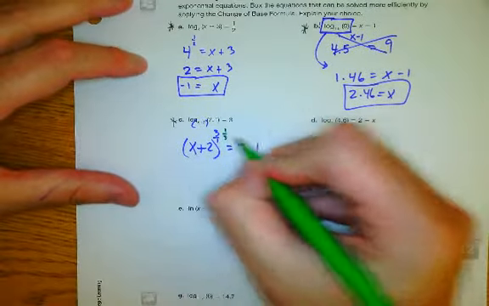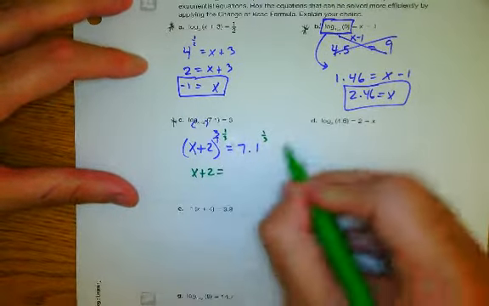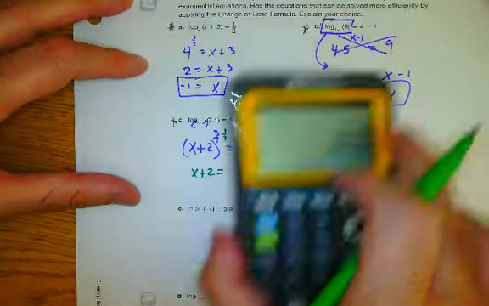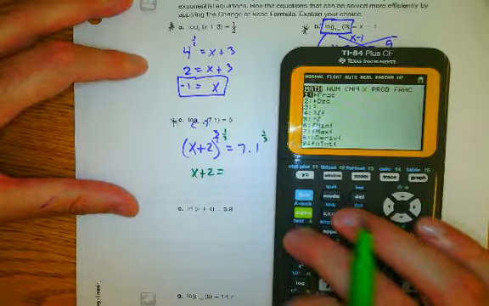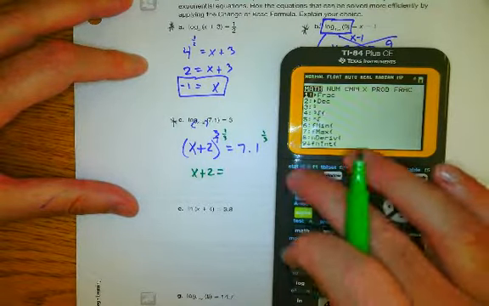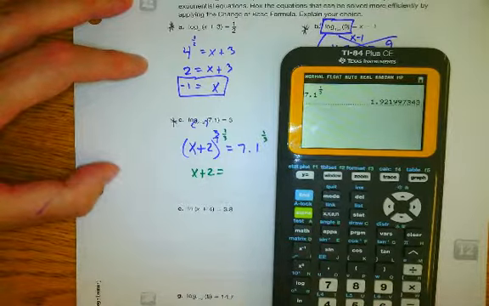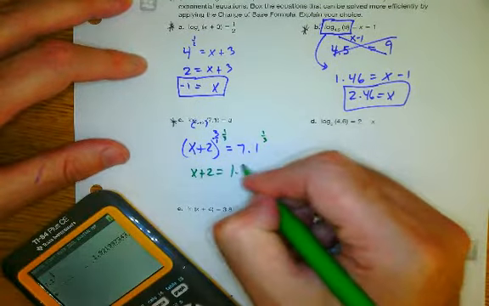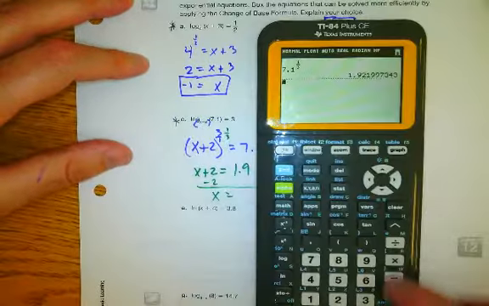So this becomes x plus 2 equals whatever 7.1 to the 1/3 power is. We're going to write 7.1, raise it to the power of 1/3, and we get 1.9. We have to subtract 2. So x is negative 0.07.